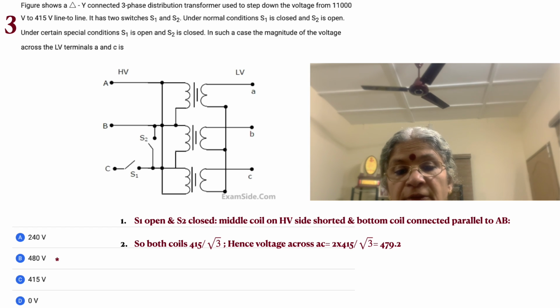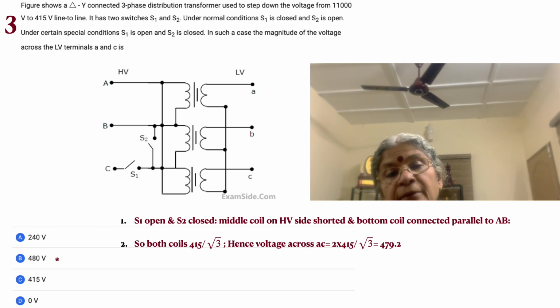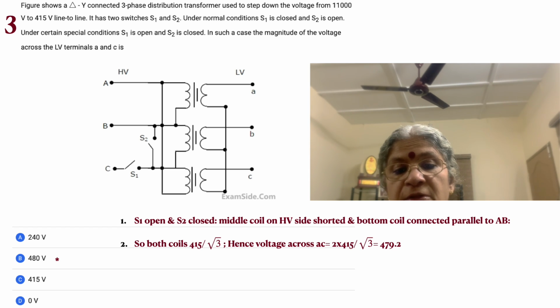The switches are either shorting or supplying phase C also, that is S1 and S2. S2 is going to short out the winding connected between B and C. Okay, so let's see. The figure shows a delta-star connected 3-phase distribution transformer, as we guessed.